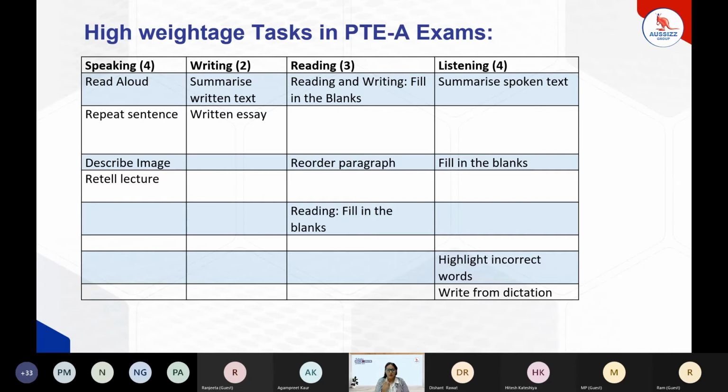If you watch speaking, out of the 5 tasks we just saw in the previous slide, these 4 are very important. The 2 tasks of writing are very important. Out of 5 tasks in reading, these 3 tasks are very important. Out of 8 tasks in listening, these are the 4 very important tasks. That doesn't mean we have to skip the remaining 7 tasks. No. Even with moderate accuracy, we can achieve 79 or 84 plus, whatever the desired score is. But we can focus more on these 13 tasks so that we can fetch good scores.